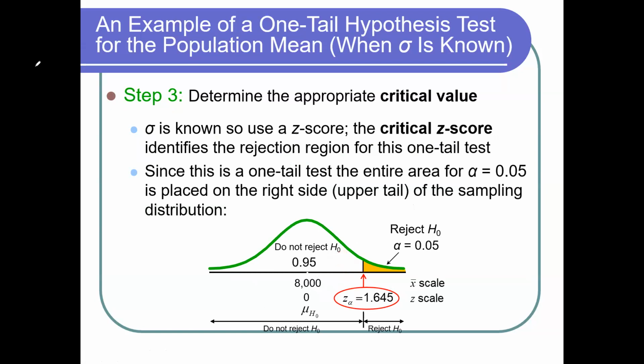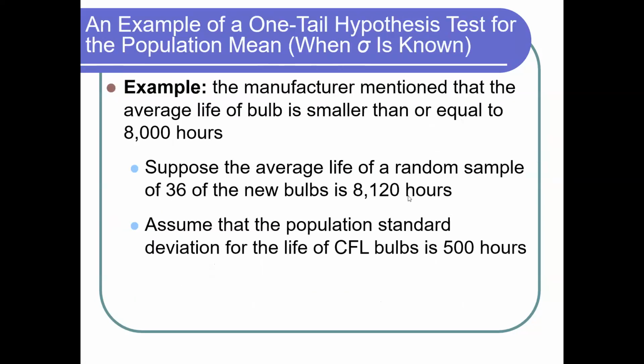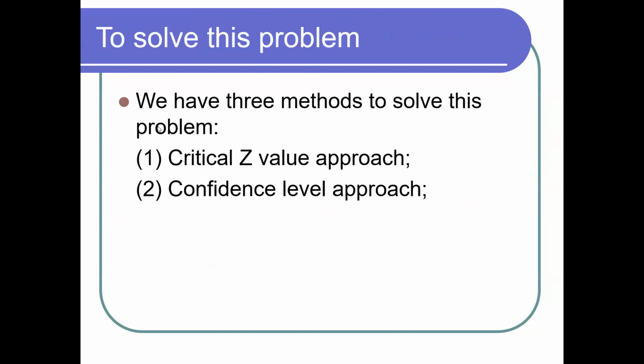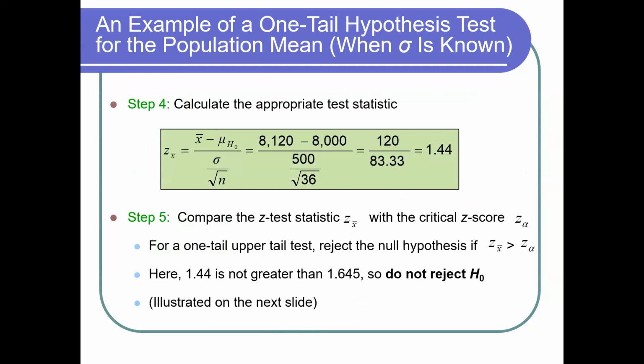So this means even though our x bar is 8120, it's bigger than the average, right? But in statistics, even though it's bigger, it's not statistically significant enough. It's not at a 95% confidence level. So in this case, we can't reject the null hypothesis. So it's not greater than this. So we do not reject the null hypothesis.